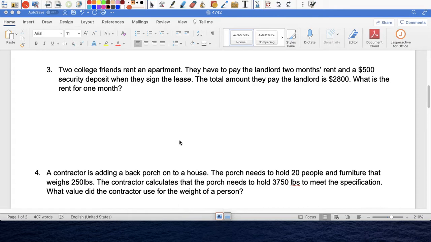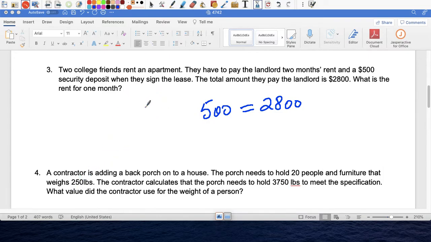Two college friends rent an apartment. They have to pay the landlord 2 months rent and $500 security. So I know they paid $500 for sure and 2 months rent. I have no idea what 2 months rent equals. The total amount they paid the landlord is $2,800. Again, some of these questions you're going to say, we didn't really need a 2-step equation to do that. You're absolutely right.